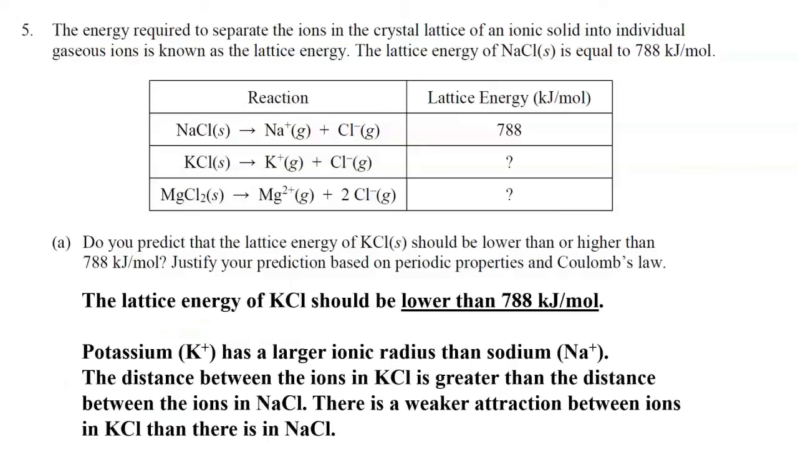The lattice energy of KCl should be lower than 788 kilojoules per mole. Potassium has a larger ionic radius than sodium. The distance between the ions in KCl is greater than the distance between the ions in NaCl. Therefore, there is a weaker attraction between the ions in KCl than there is in NaCl. So in part A, it was about the distance between the ions in the crystal lattice.